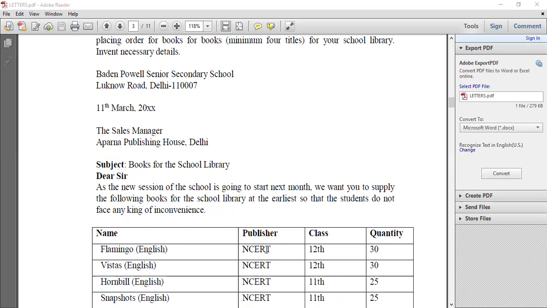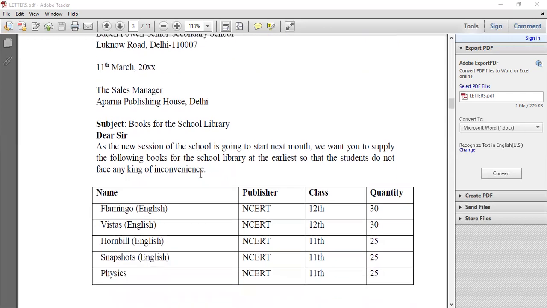That's why Delhi. That's why we are mentioning the definite article. So Aparna Publishing House, Delhi, subject: Books for the school library. Dear sir. Salutation. Dear sir.